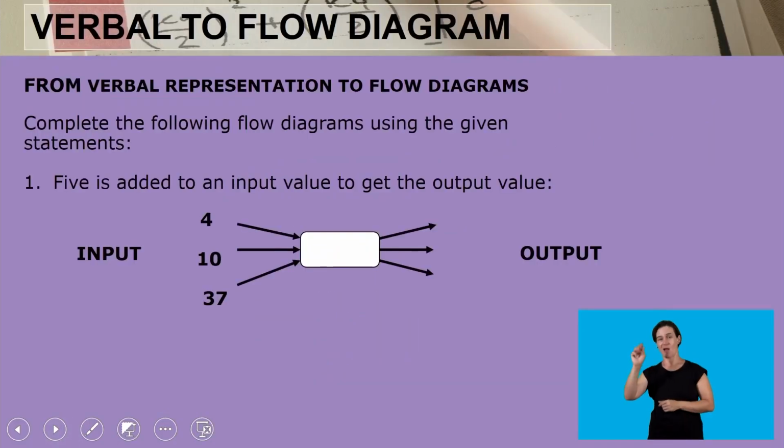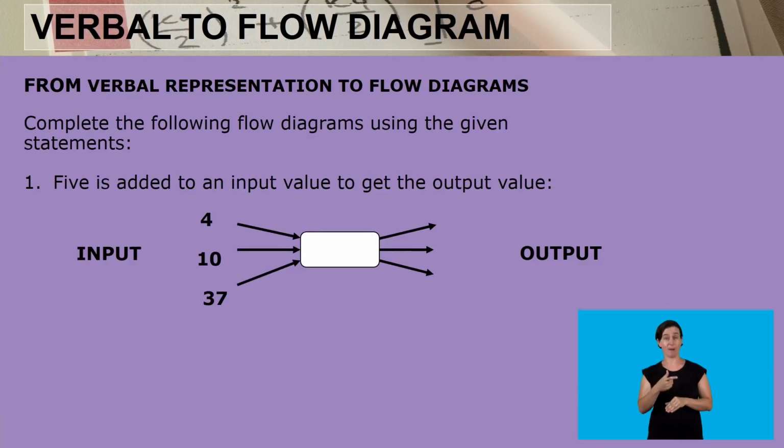So now we are going to be going into that first concept in our concept map, and that is from verbal representations to flow diagrams. Remember, we are working with those equivalent forms. So let's see here. Complete the following flow diagrams using the given statements.